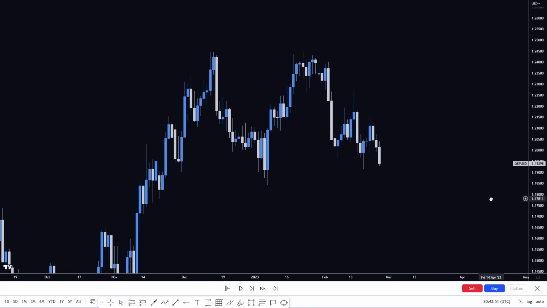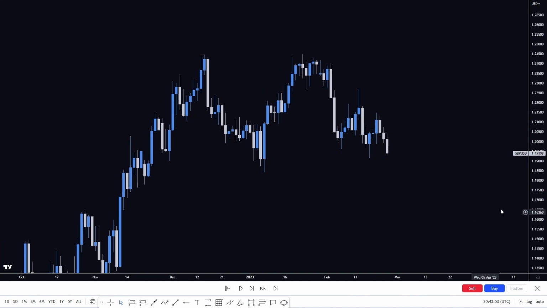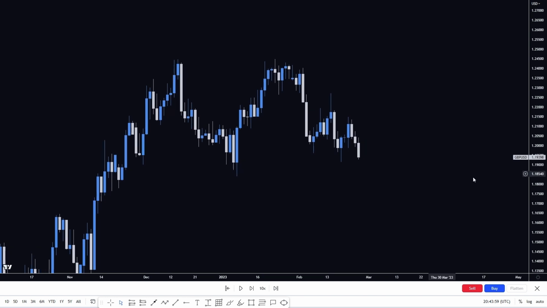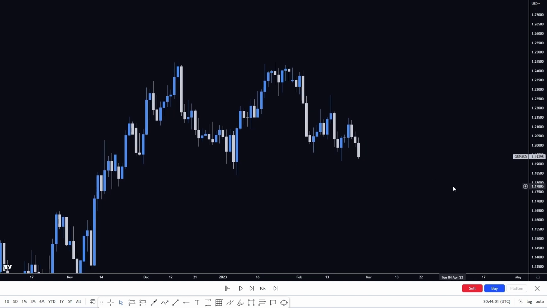So what would I be looking at if I was to look at the daily time frame in general? Of course, the first thing I want to look at is the general kind of trend of the market, which way are we moving? Are we bullish? Are we bearish? Are we sideways? And what's actually happening?